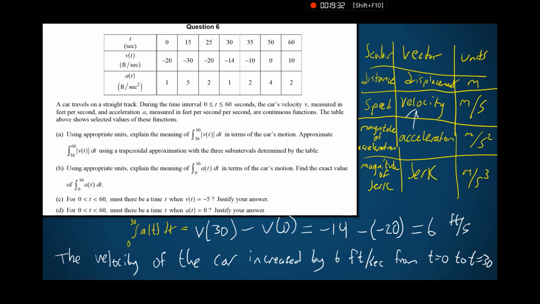No. Okay. Yeah, I have a question because it says V(0). Why is it minus 20, not minus? So V at 0 was given in the table as negative 20 feet per second. Okay. Okay, that's right. Any other questions? Okay.